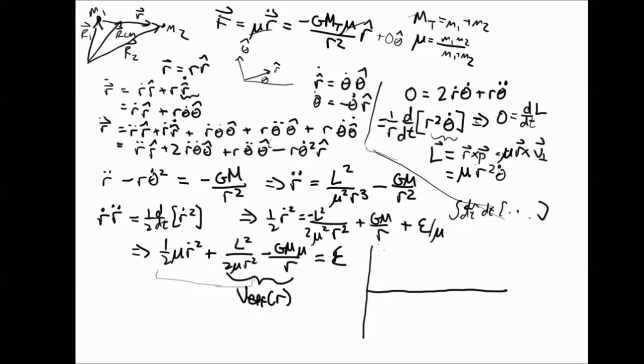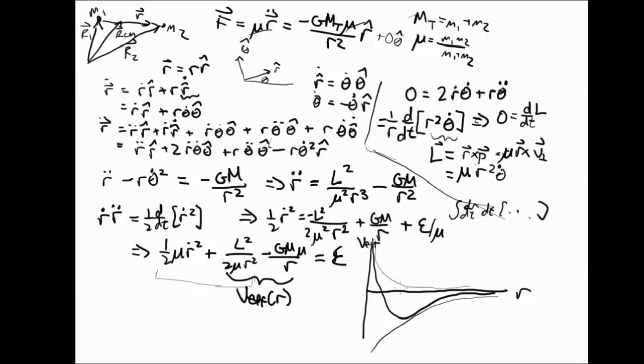So what I'm going to do here is plot V effective of r. We have a part which goes as 1 over r down here. And then we have a part which goes as positive 1 over r squared. And if you add those together, it's going to end up something like this. So this is r, and this is V effective of r. And now this E here is going to actually be the energy of the orbit. So this is the kinetic energy plus the potential energy. It's equal to the total energy.